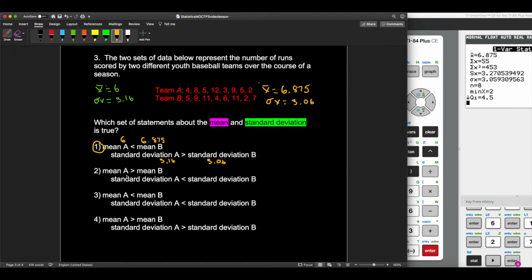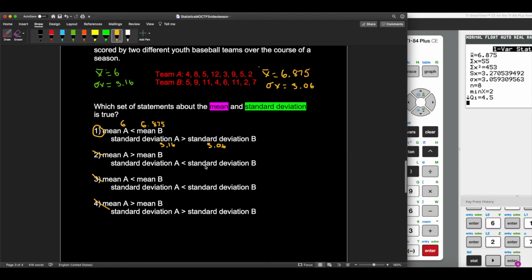Let's just prove this one. It says mean A of 6 is greater than 6.8. Well, that's definitely not true. Choice 3 says standard deviation of A, 3.16, is less than 3.06. That's definitely not true. And then here again it says mean A of 6 is greater than 6.8, and that is not true. So none of those will work. That is why choice 1 is our answer. So again, putting the info in the calculator, writing it out, and then comparing it and using inequalities, of course, greater than and less than, to do so.